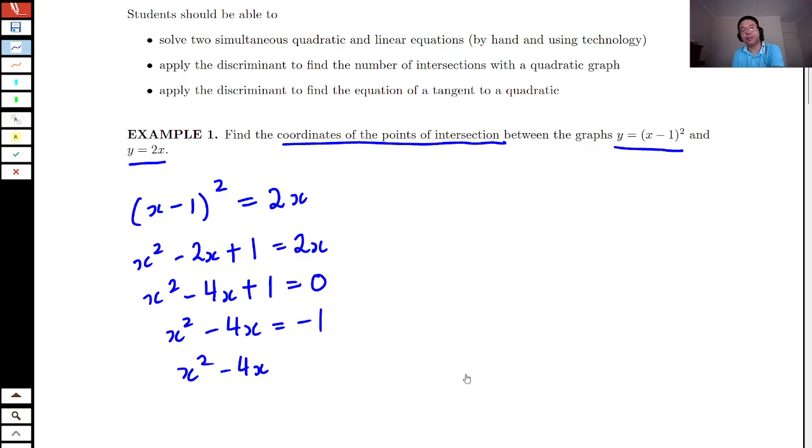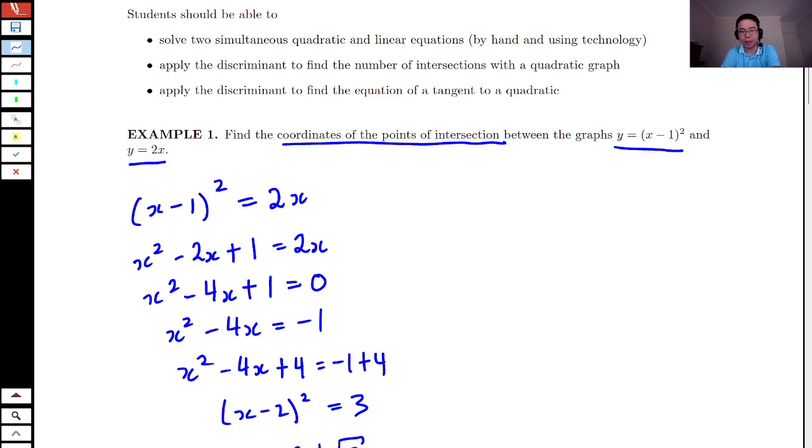And if I halve negative 4, I get negative 2. If I square negative 2, I get positive 4. So at the end, I get (x minus 2) all squared equals positive 3. And hence, my two solutions are x equals 2 plus or minus root 3 for the points of intersection.